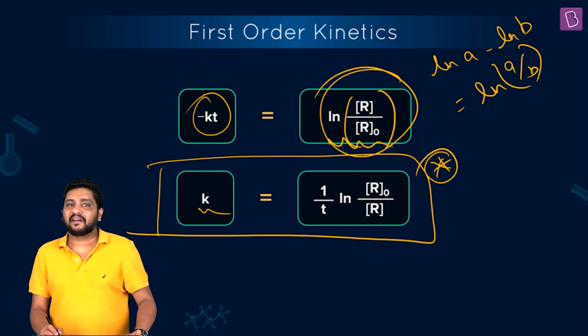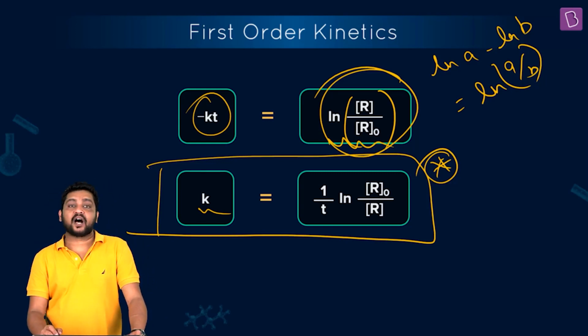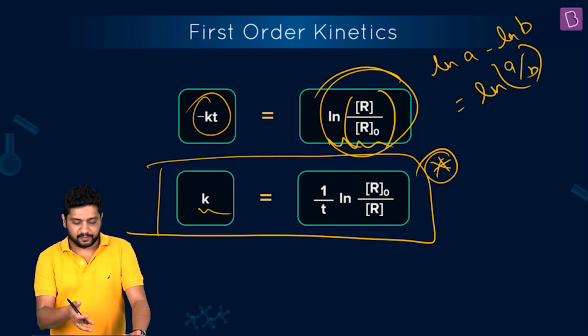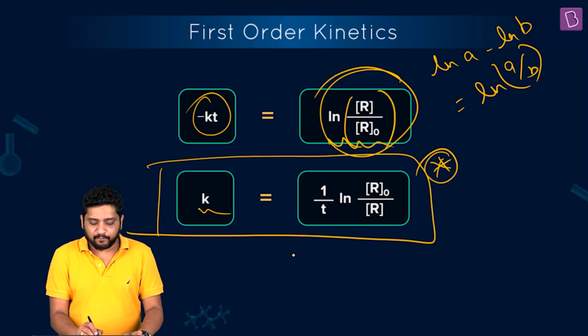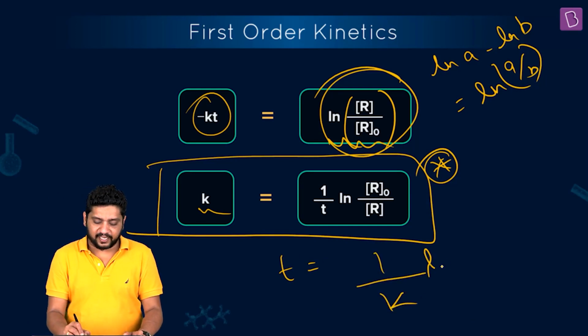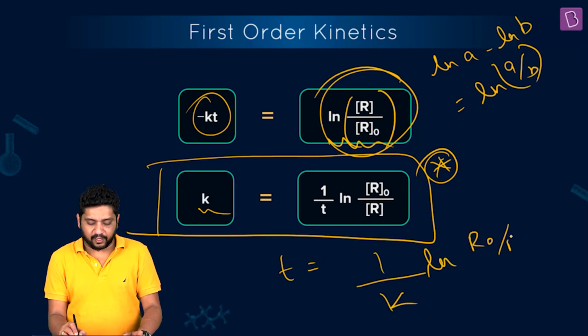Many times you are given the value of t, you are given the value of r and r naught, and they will ask you to find k. Many times this also happens. That is why this equation is also given. What is our question? Our question is about time. So time will be equal to 1 by k ln r naught by r.